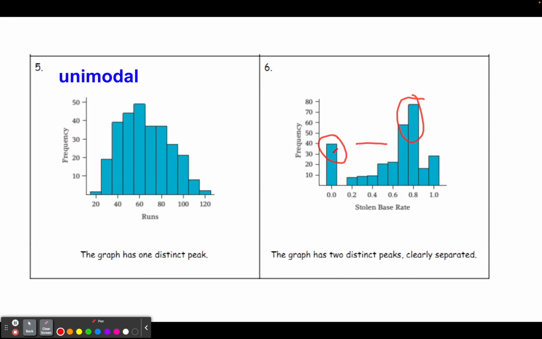Here we're looking at stolen base rate. So in this case, it looks like there are a bunch of data kind of on this high end. And then also we have a lot of baseball players that don't steal any bases, right? So that's why we have kind of a second peak here. Because there's two peaks, we would say that this graph is bimodal.